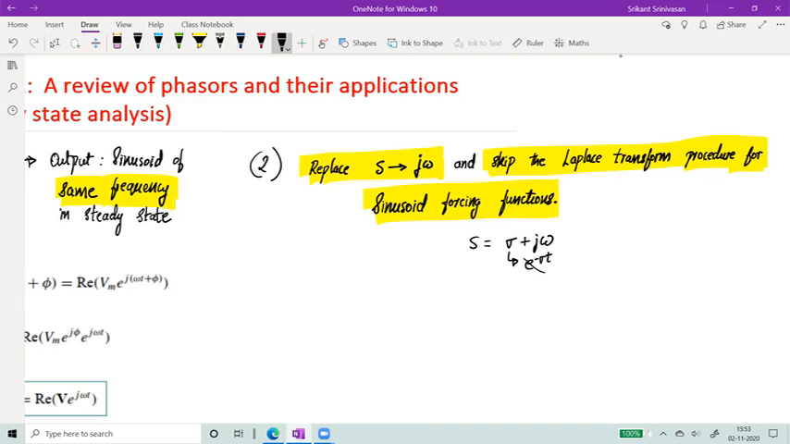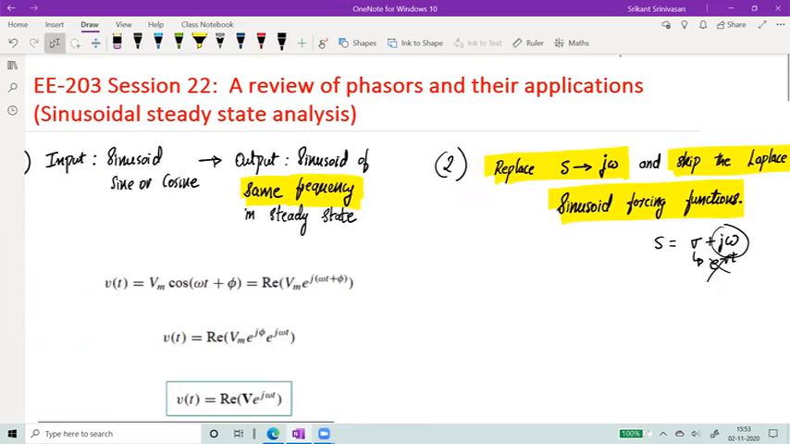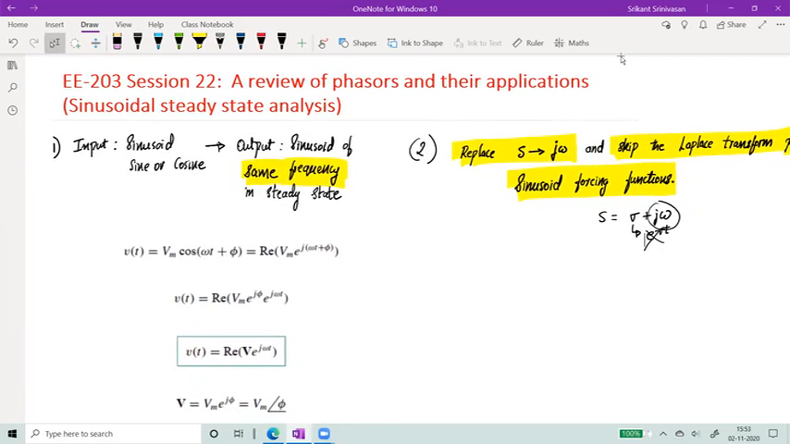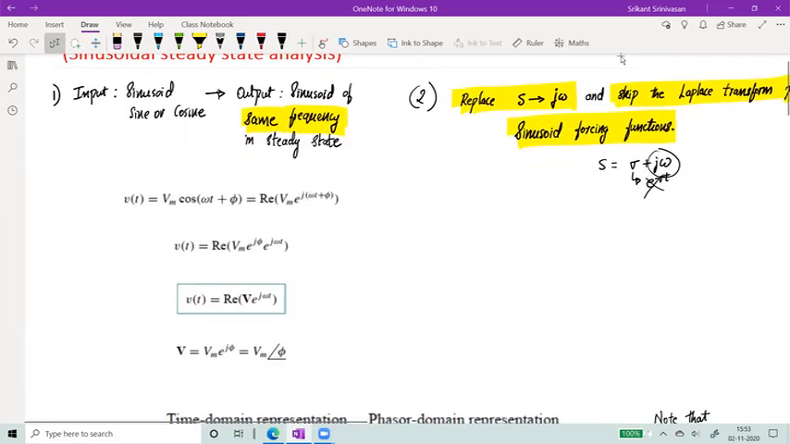So we are not having this part. We are only considering the imaginary part or the oscillatory part. And therefore, whenever you have a sinusoidal function, we can replace S with j omega. I'm repeating these points because this is the key message. After this, everything follows naturally.